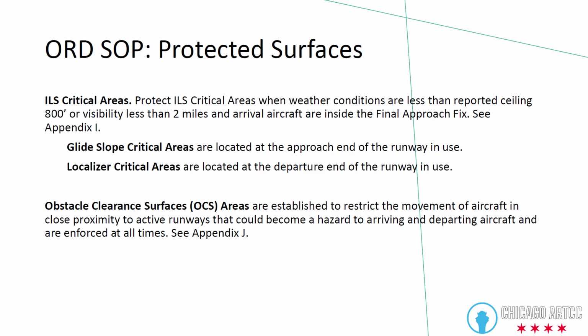Protected surface areas, ILS critical areas: protected ILS critical areas apply when weather conditions are less than a reported ceiling of 800 feet or visibility less than 2 miles and arrival aircraft are inside the power approach fix. See Appendix I. OCS areas are restricted to restrict the movement of aircraft in close proximity to active runways that could become a hazard to arriving and departing aircraft, and are enforced at all times in Appendix J.